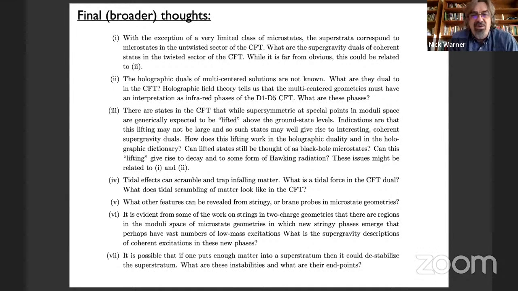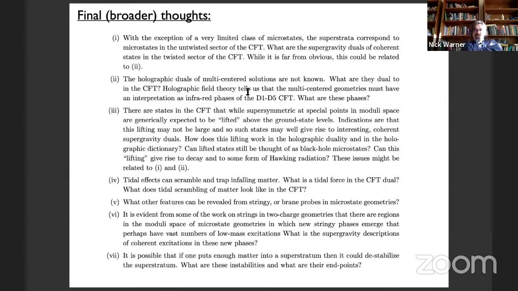The one unsolved problem we have here is the twisted sector states. We do not know how to make coherent collections of twisted sector states. There are one or two little examples which we wrote a paper on, but trying to get a coherent statement about what coherent combinations of twisted sector states look like. All the superstrata I've discussed are untwisted sector states in the holographic picture. The other thing also is that the holographic duals of multi-centered solutions are not known.